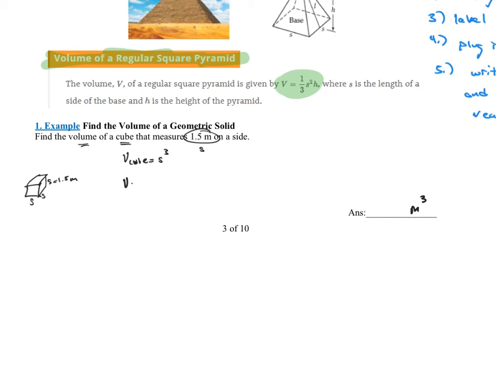So let's go ahead and plug in our numbers now, which is step 4. We're going to put in 1.5. We're going to cube it. It didn't say to round to anything, so put 1.5 cubed in. Let's see what we get. I'm getting 3.375. Again, that's meters cubed. So let's put that in the answer blank. 3.375 meters cubed.